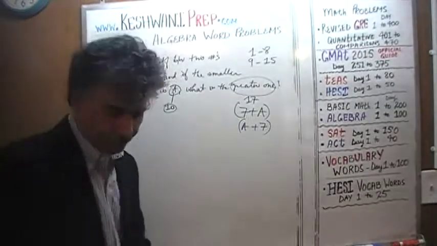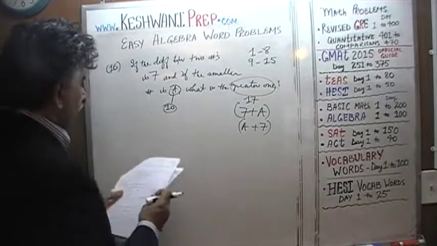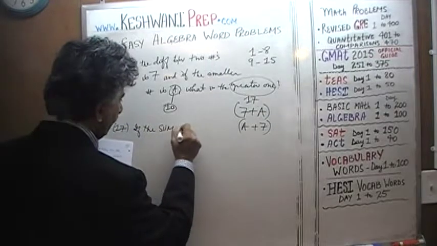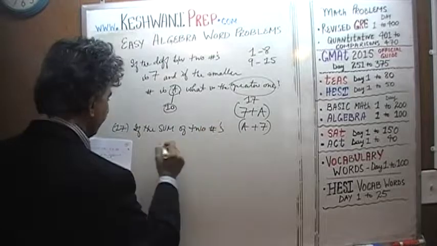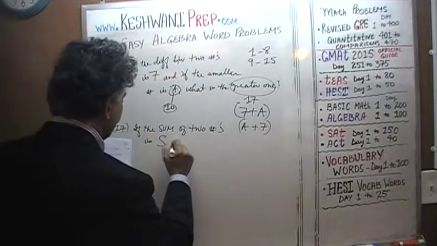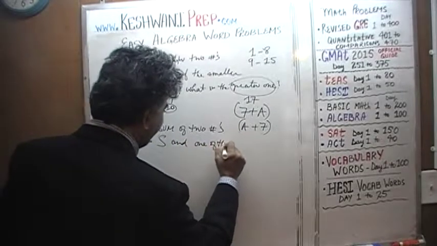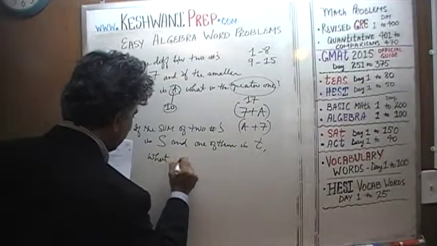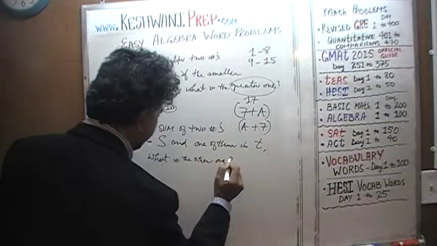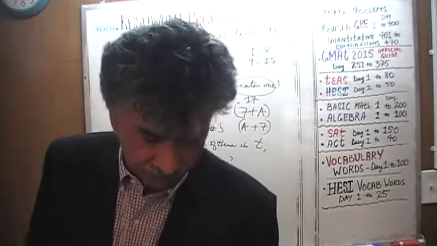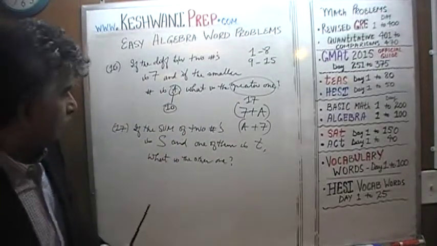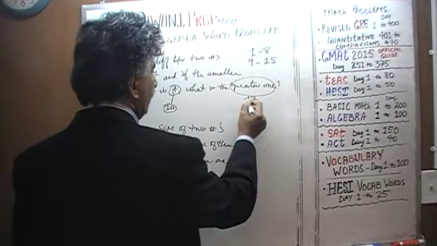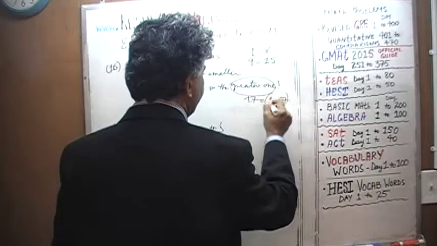Let's do the next one. Number 17. If the sum of two numbers is S, and one of them is T, what is the other one? Again, we're going to do the same thing we did there. Let's erase all of this so that it doesn't confuse us. The answer to the previous problem was 17, which is A plus 7. That's the answer to that problem.